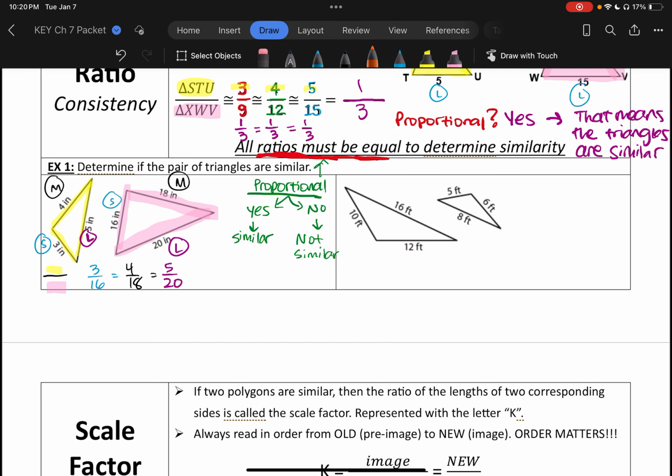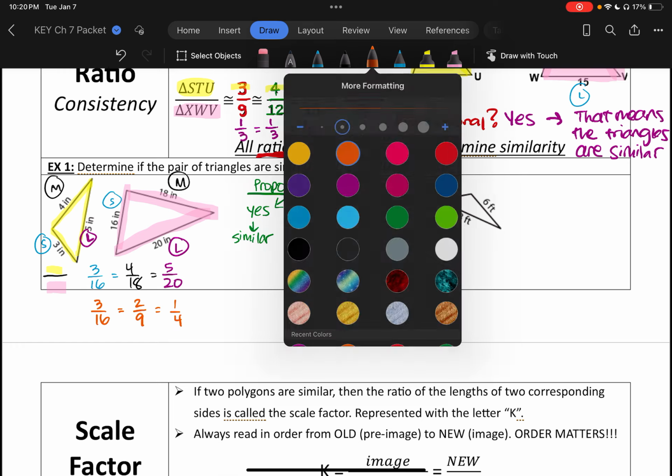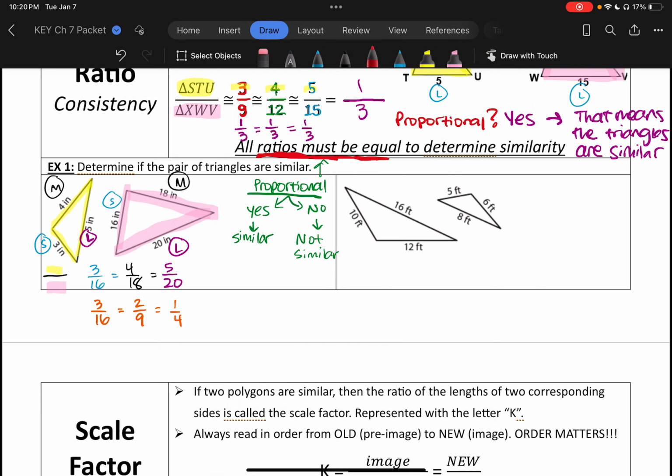3 over 16, I'm going to simplify each of these ratios. 3 over 16 cannot be simplified any further, so it stays the same. 4 over 18, though, simplifies to 2 over 9. 5 over 20 simplifies to 1 over 4. You'll notice that these ratios, when simplified, are not equal. So if they're not equal, that means no, they're not proportional. And if they're not proportional, then they're not similar. So to answer the question, determine if the triangles are similar, the answer would be no. They're not similar because those corresponding sides are not proportional, and that would be the reason you put not similar.